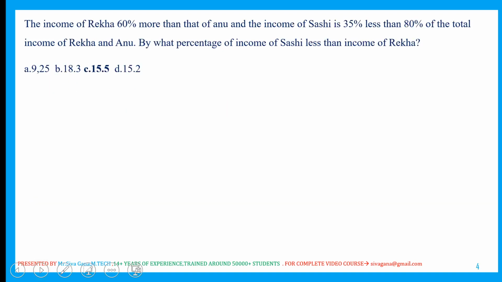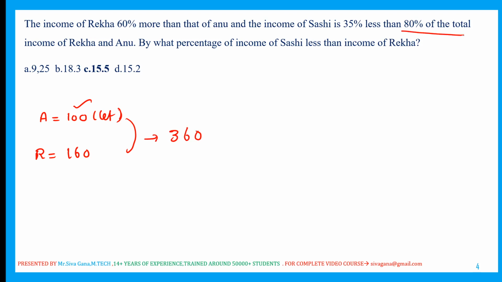The income of Rekha is 60% more than that of Anu. Let us say the income of Anu is 100. The best way to answer this question is assuming a number. The best number for assumption is 100 because we can easily calculate percentages for 100. Then what is the income of Rekha? 60% more, which is nothing but 160%. 160% of 100 is 160. Total income of Anu and Rekha is 260.